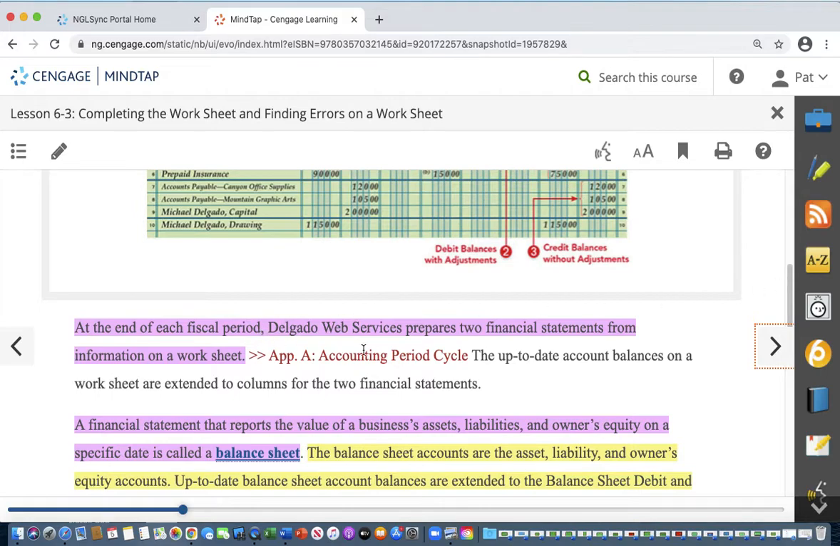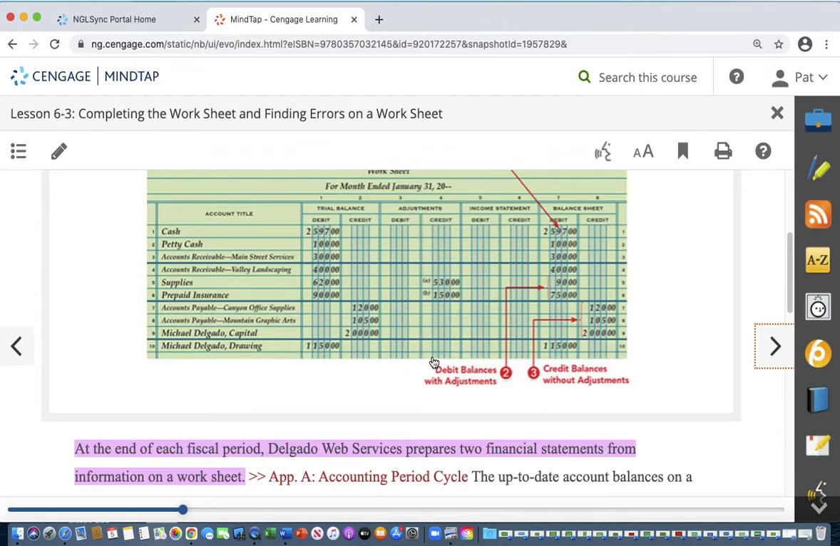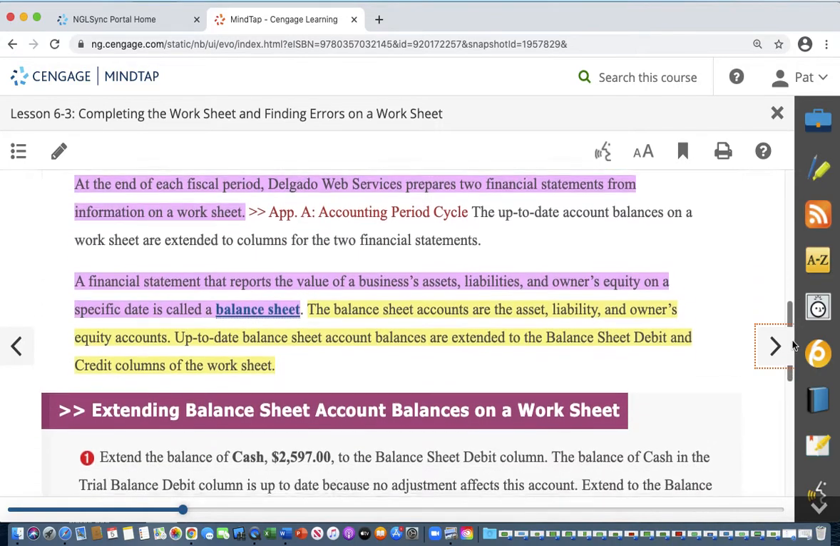Okay. Test question. How many financial statements come from filling out a worksheet? 2. The income statement and the balance sheet. Okay. We're getting them set up. Now, again, this is a very simplistic way of doing things, but we're just learning accounting, so that's all we're doing. But there's 2 financial statements that come from preparing the numbers: the balance sheet and the income statement. Okay.